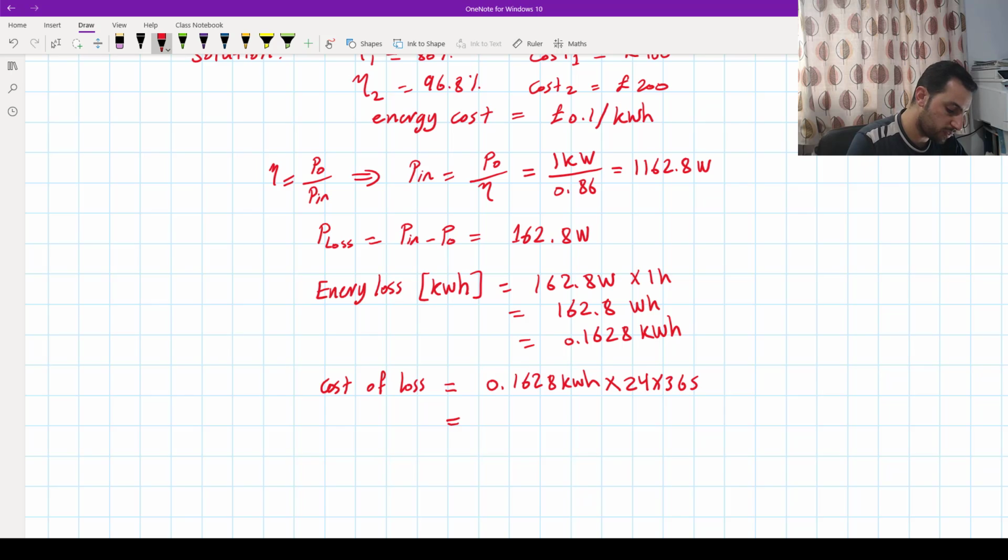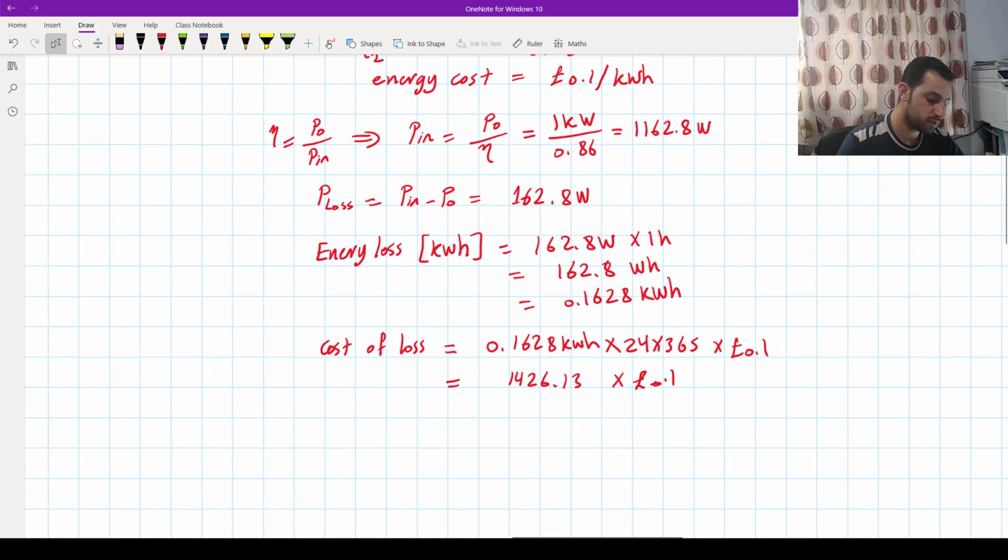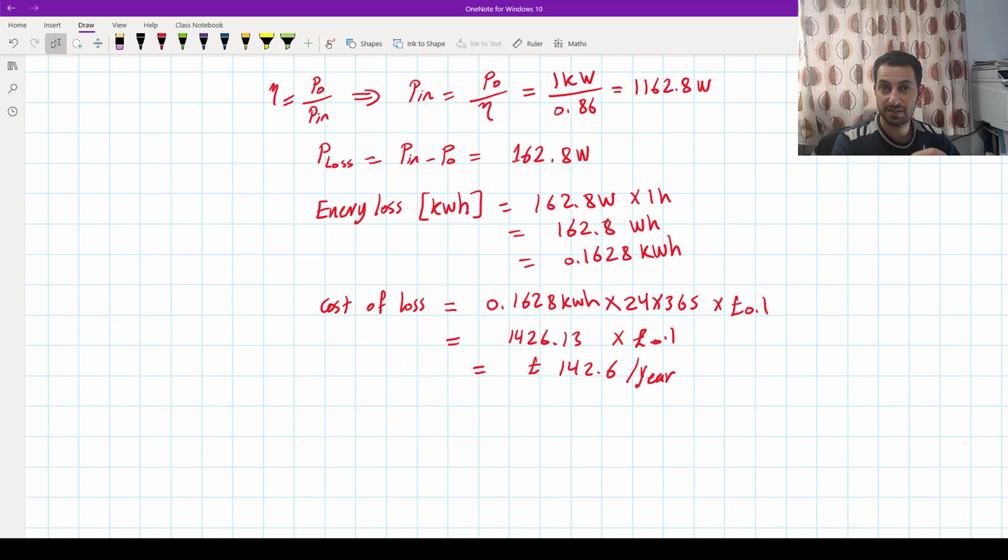So after computing this, you will come up with this number, okay, and by multiplying it by 0.1 pound per kilowatt hour, so this one is kilowatt hour, and we should multiply it by 0.1, finally cost, and that will equal 142.6 pound per year. Okay, what do you think about this price? Is it very high to make our offer feasible for them?